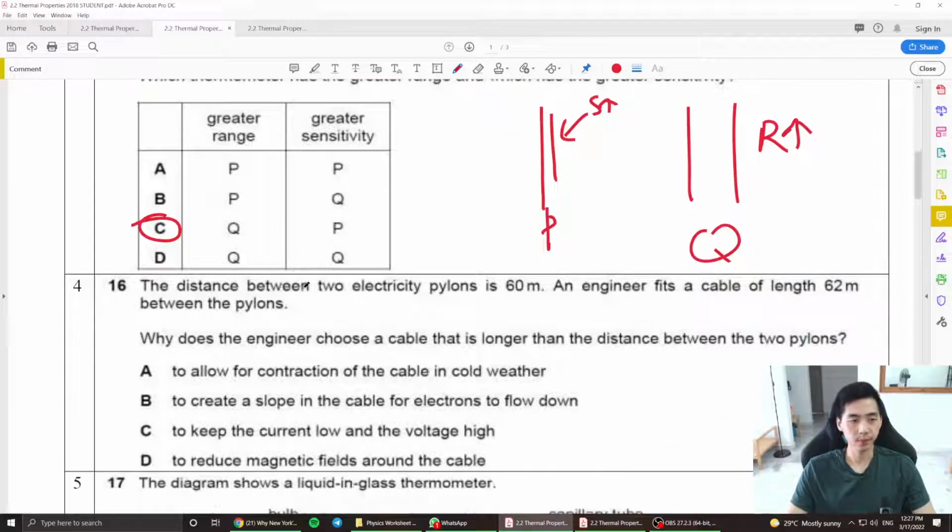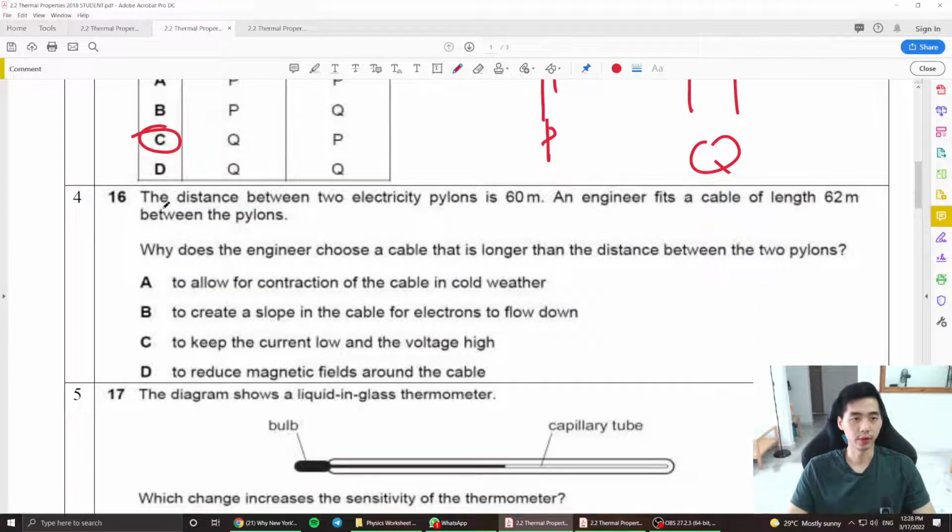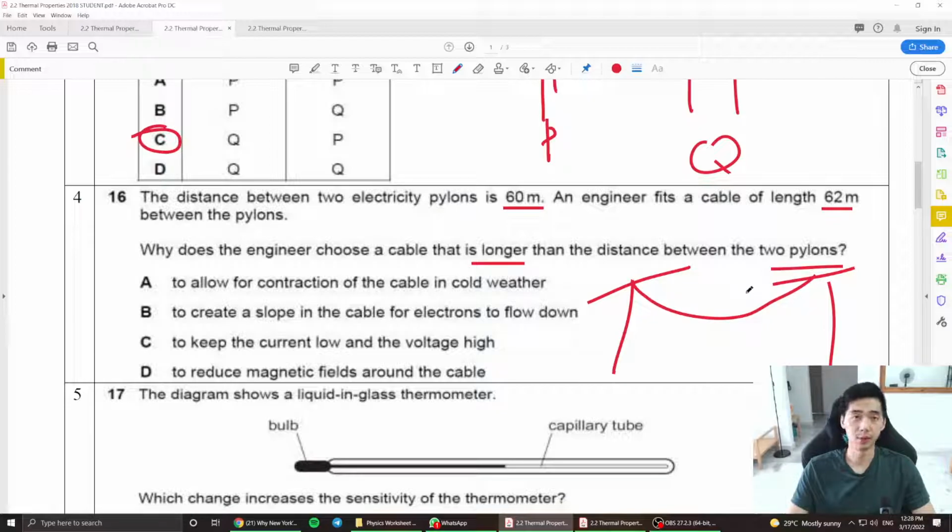Right? Then question 4 here. The distance between two electrical pylons is 60 meters. An engineer fits a cable of 62 meters between the pylons. Why does the engineer choose a cable that is longer than the distance between the pylons? Now, if you look at all the electrical cables, they'll always be dangling a little bit. This is because they are taking into account heat expands and cold contracts, guys.